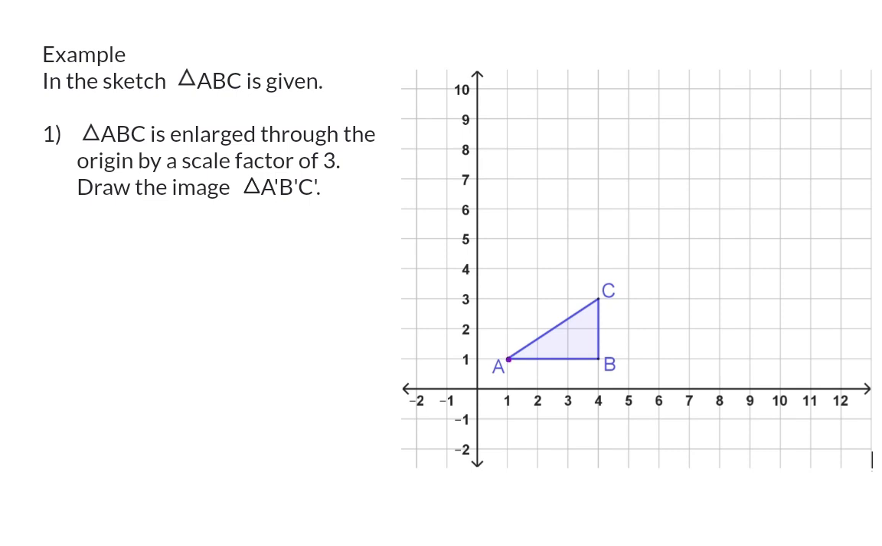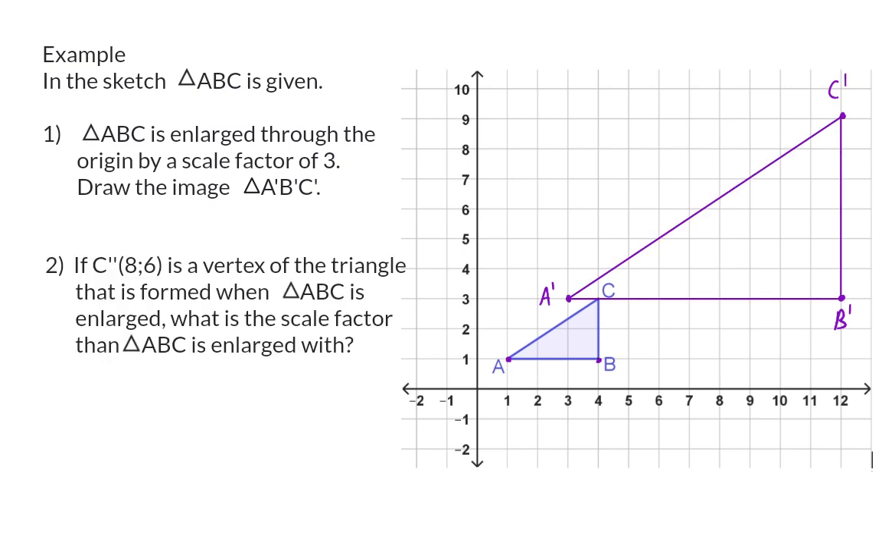So point A, which is at 1, 1, will be multiplied by 3, and A prime will be at 3, 3. Point B is 4, 1, and if we multiply this by 3, B prime will be at 12, 3. And lastly, we have point C, which is at 4, 3, so C prime will be at 12, 9. So the new triangle will be positioned here.